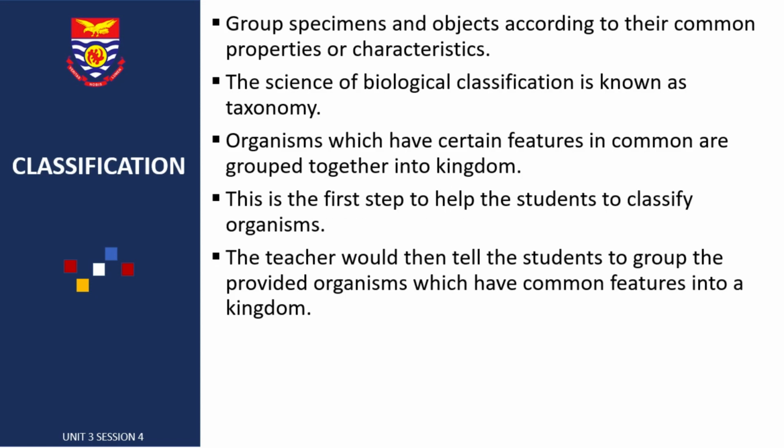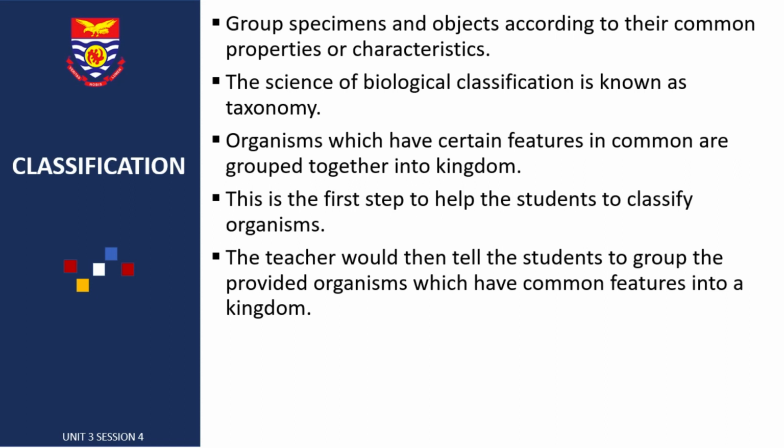Classification. Now, classification is the grouping of specimens and objects according to their common properties or characteristics. The science of biological classification is known as taxonomy. Organisms which have certain features in common are grouped together into kingdoms. I have kingdom Animalia, kingdom Plantae, kingdom Prokaryote. So we have the 5 kingdoms. You have to be able to group organisms into these kingdoms.